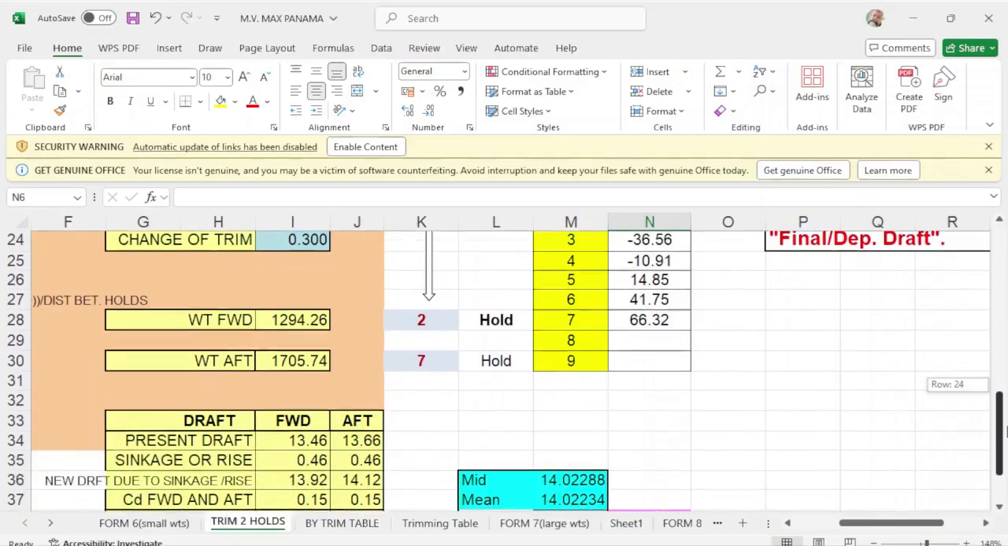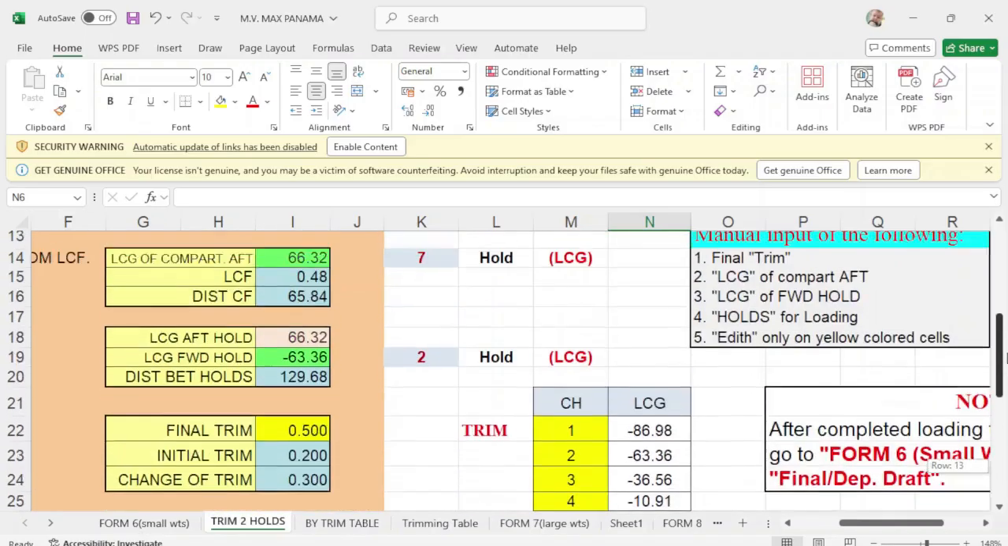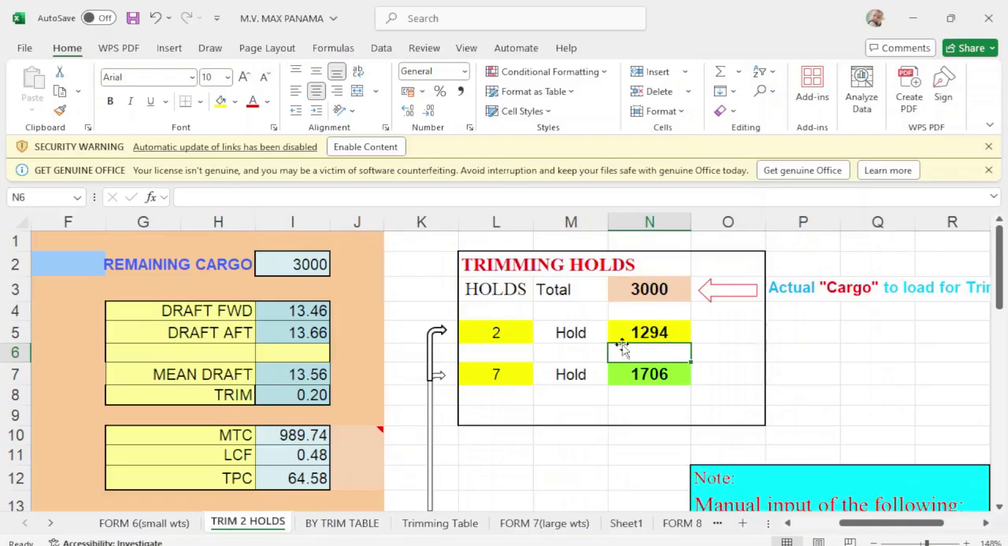And your departure drop would be forward 1377, up drop is 1427. You have a trim of 50 centimeters, and your mid drop is 1402. Take note that the deflection is 0. We go back to form number 6. Take note of these figures, guys. Number 2 and number 7.